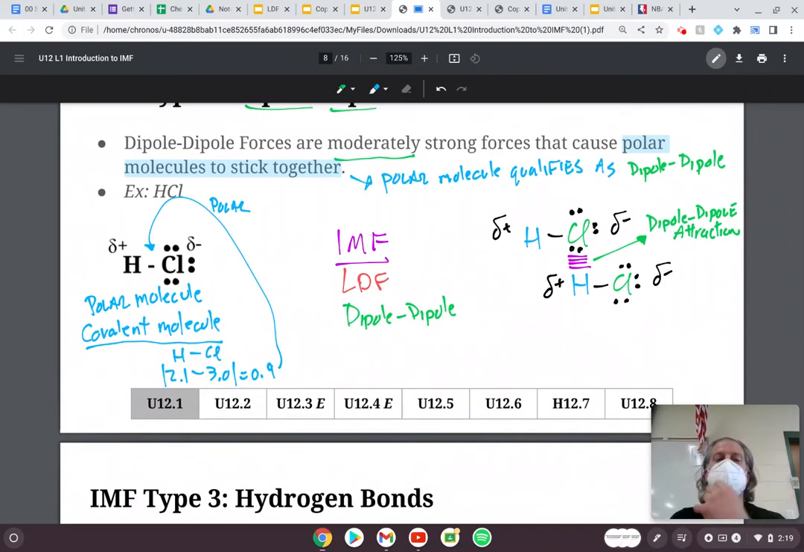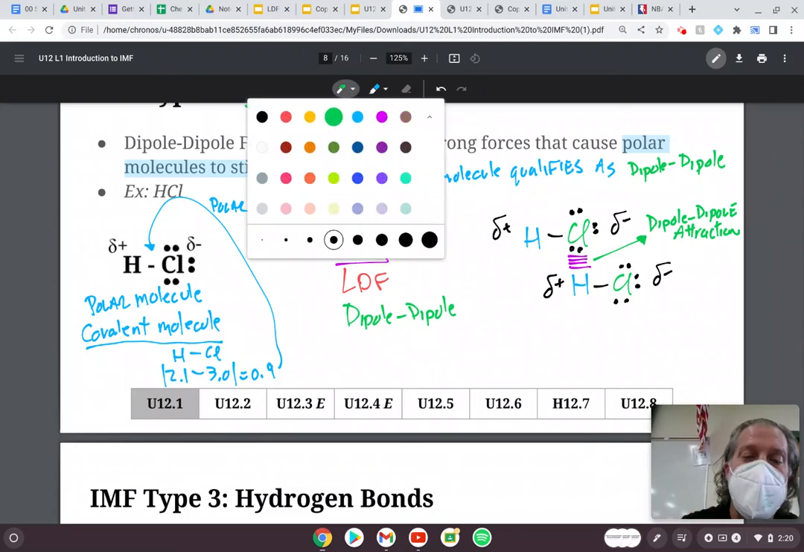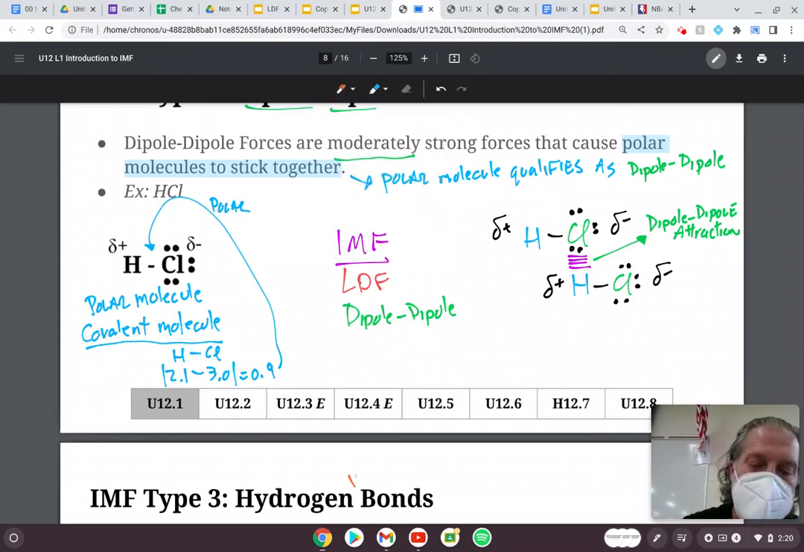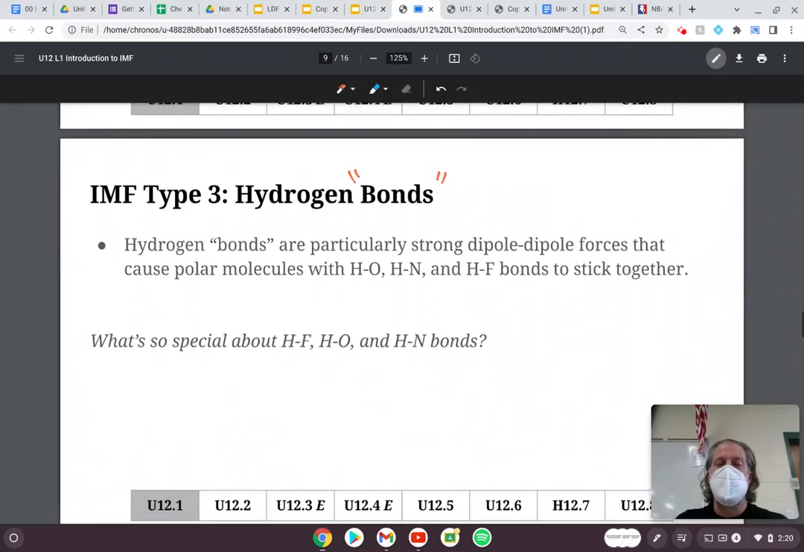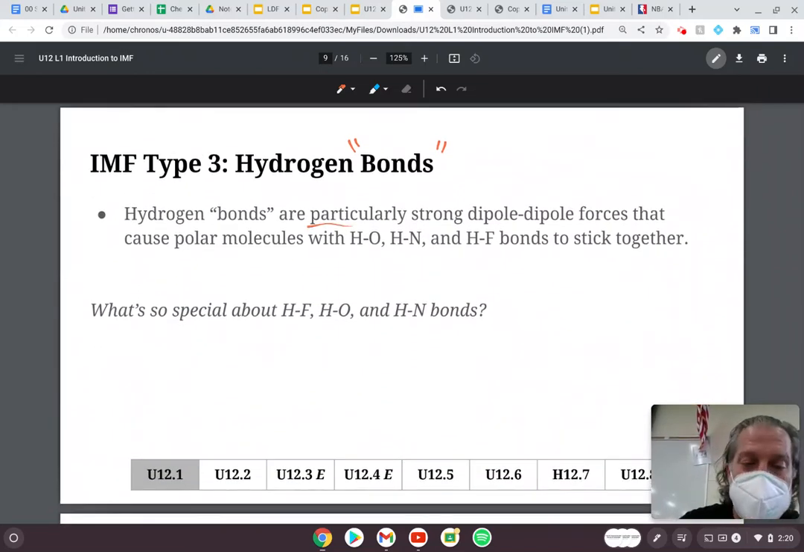The third type of intermolecular force of attraction that you need to be familiar with is something that we call hydrogen bonds. And the problem with hydrogen bonds is that they're not actually bonds. They're just really strong attractive forces. So hydrogen bonds are particularly strong. They're dipole forces that can cause polar molecules with hydrogen bonded with oxygen, hydrogen bonded with nitrogen, and hydrogen bonded with fluorine to stick together.